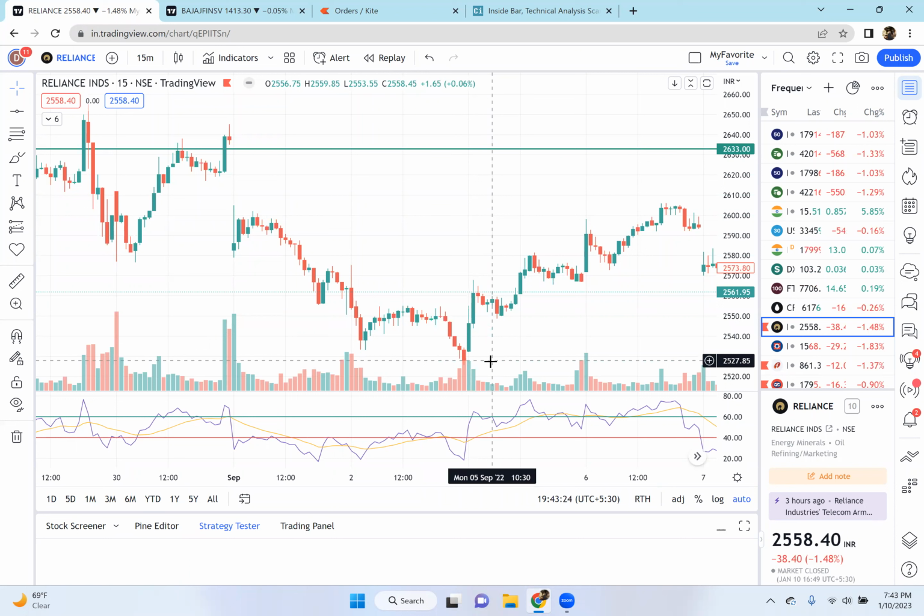Basically, the whole logic is that once the market opens, if there is a downward movement immediately after opening and it doesn't go even a single point above the opening, then that means that day there is a strong downtrend. And the day it does not go down from the opening and keeps on going up, there is a strong uptrend. So you play for the uptrend or the downtrend. That's the whole logic.